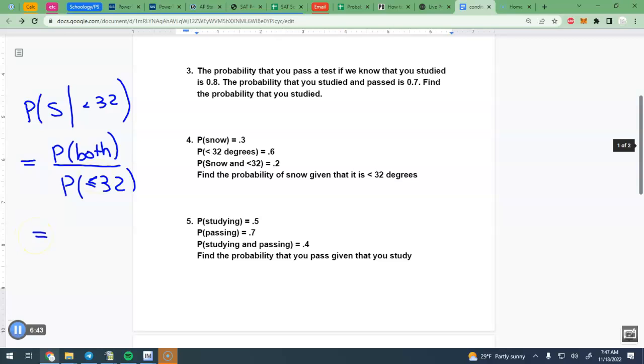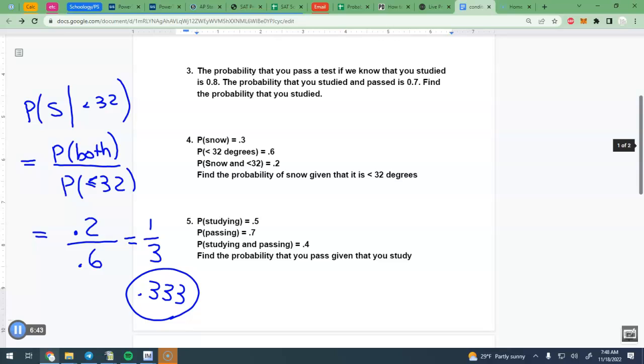So what's the probability of both? 0.2. The probability of less than 32 is 0.6. So that's 1/3 or 0.3333. Sound okay? It works when you have 3 numbers. We're still good. Yes.